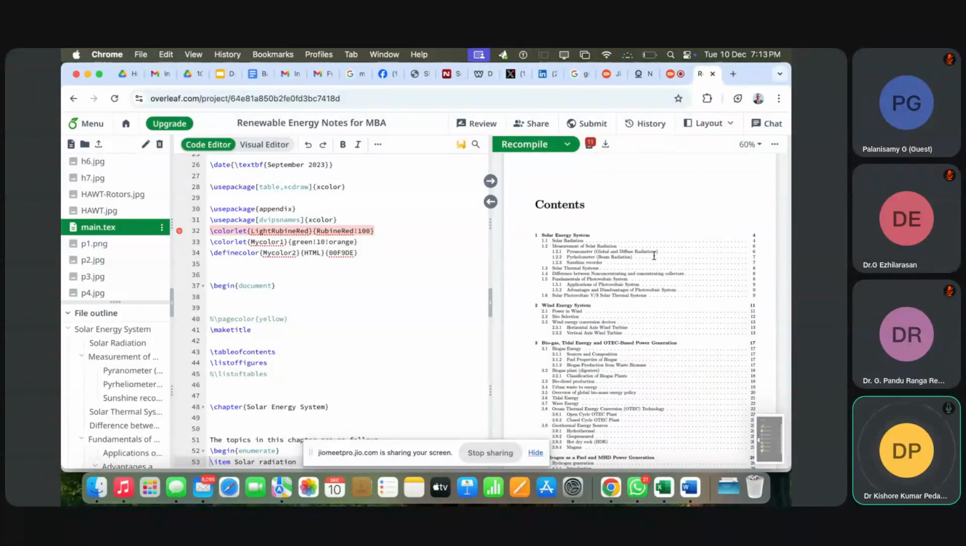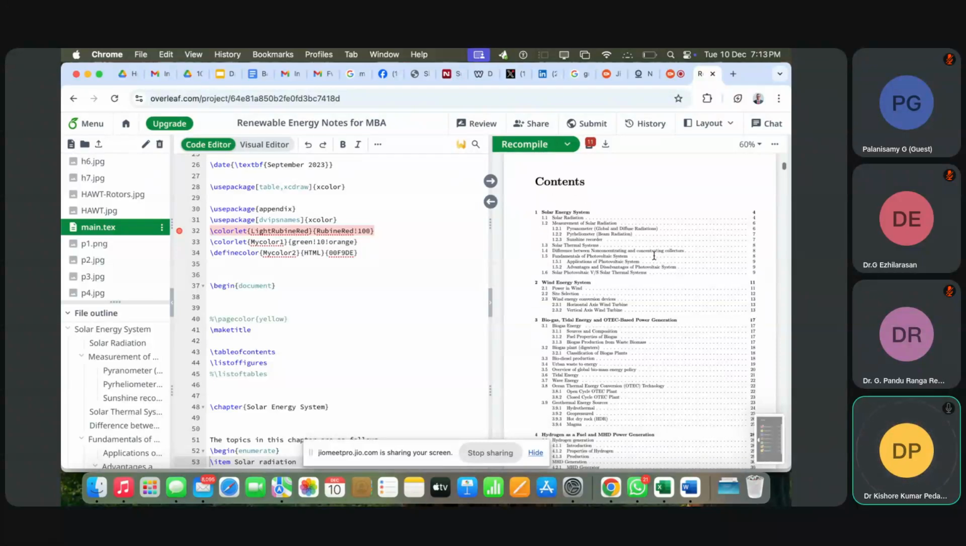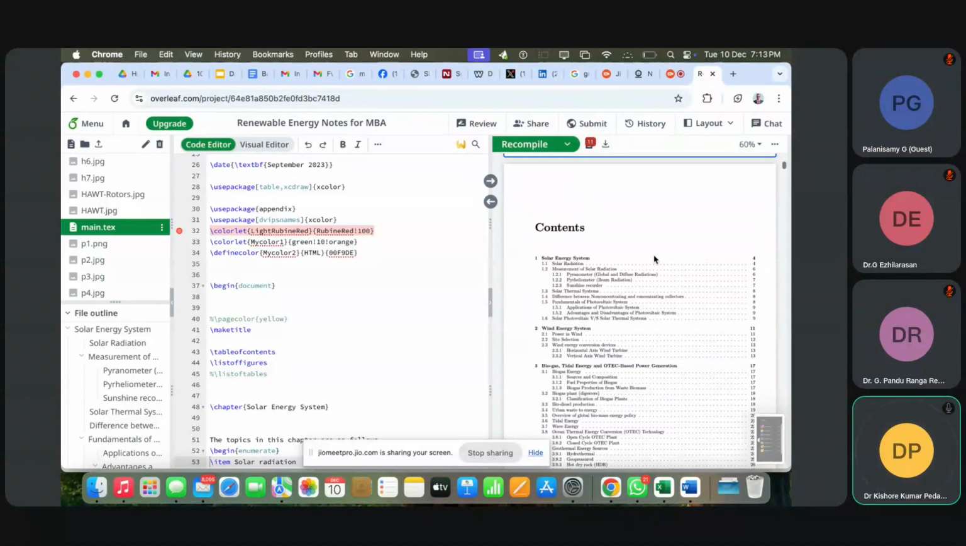I didn't do much about this. I have simply copied the data and pasted it here. That's it. I didn't do anything much, but see how nicely it has come. With only one command we can get this beautiful thing. That is the table of contents. With only one command I can capture all the topics, subtopics and sub-subtopics, and also the page numbers. That is the beauty of LaTeX.